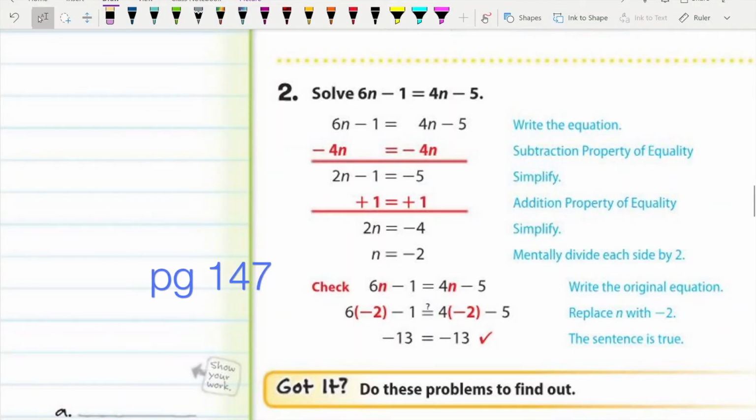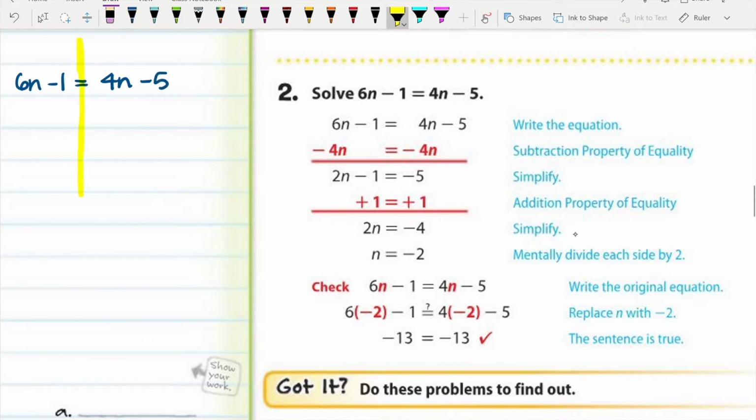All right, so let's do another example. And again, we have variables on both sides. So we're going to start off by writing the original equation. And the goal is to figure out what does n equal. How are we going to do that? So as before, we're going to draw the wall. Question now, do we subtract 6n from both sides, or do we subtract 4n? And as I mentioned before, you want to subtract the smaller value because that's going to keep your coefficient positive.